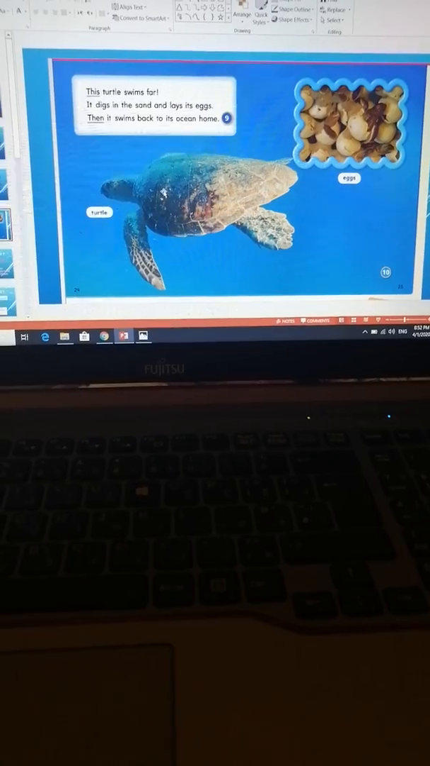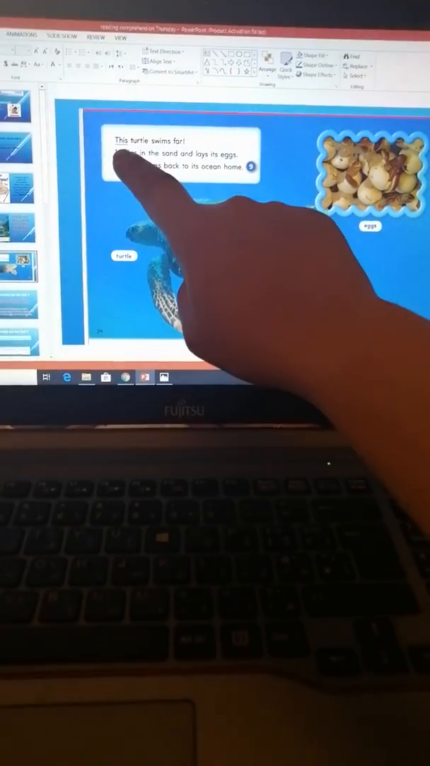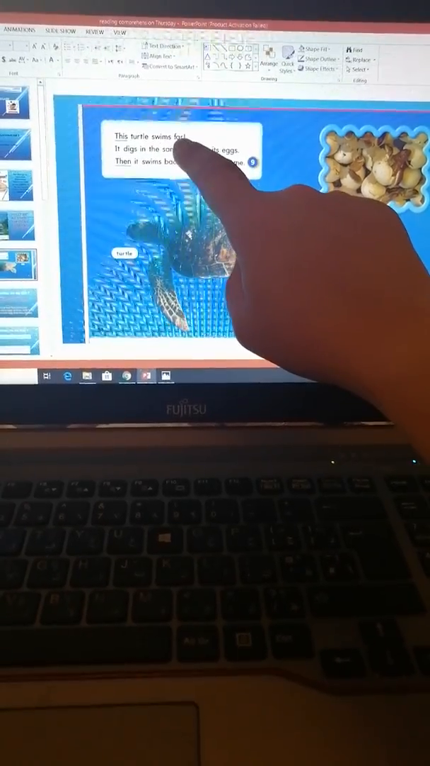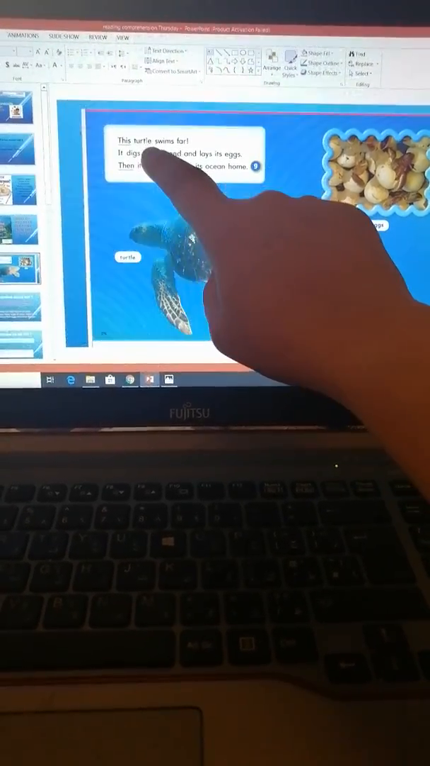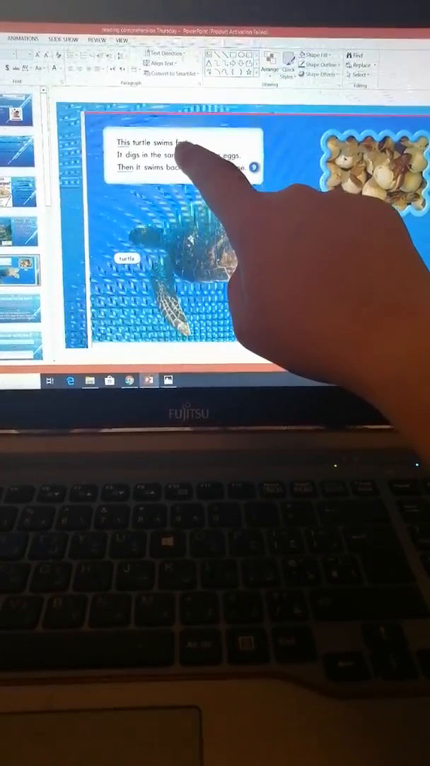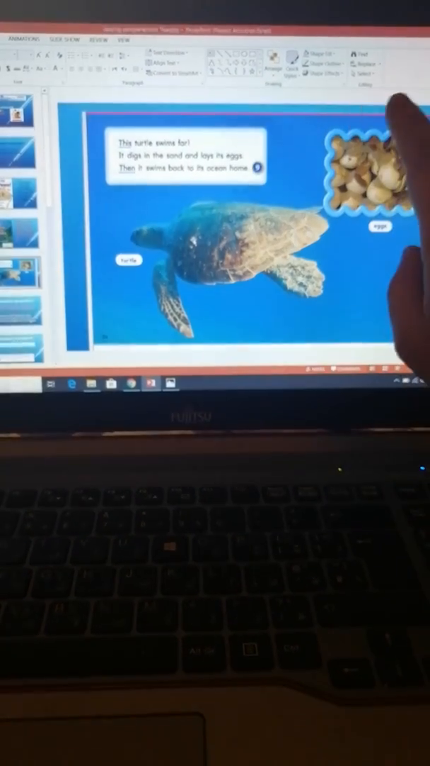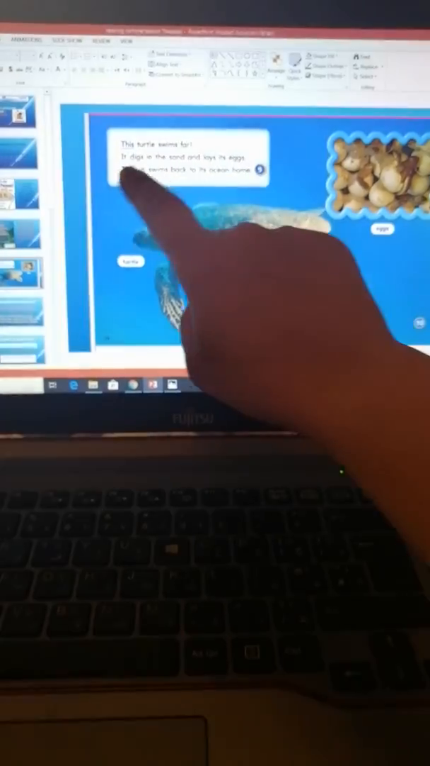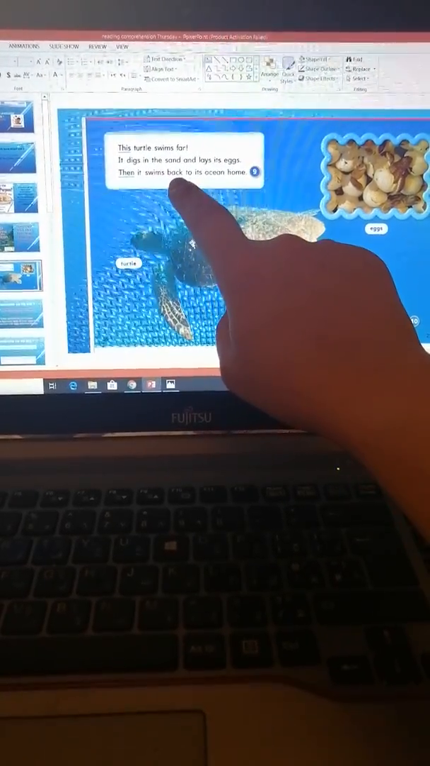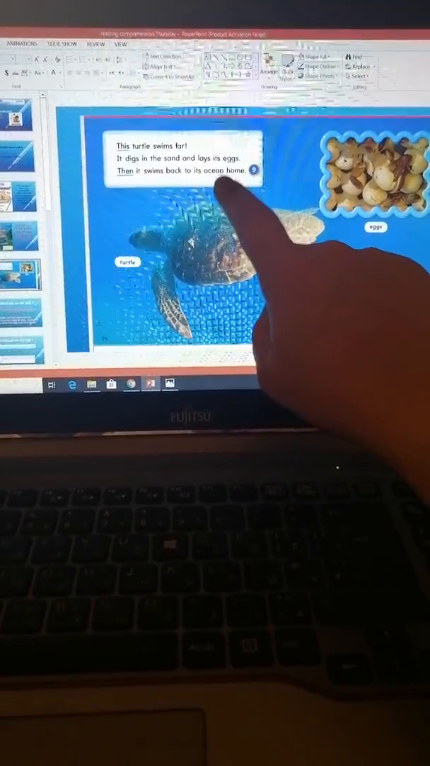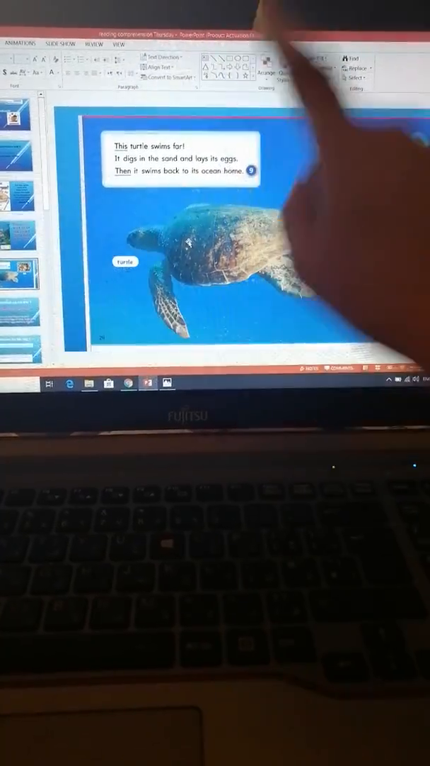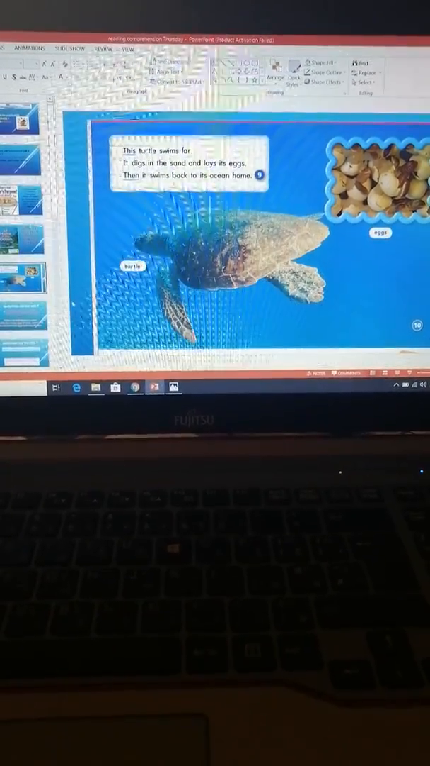Okay? Understand? We will read. This turtle swims far. It digs in the sand and lays its eggs. Then it swims back to its home ocean, or its ocean home.